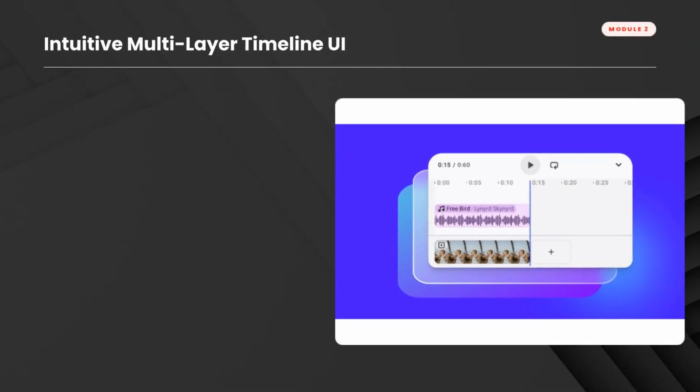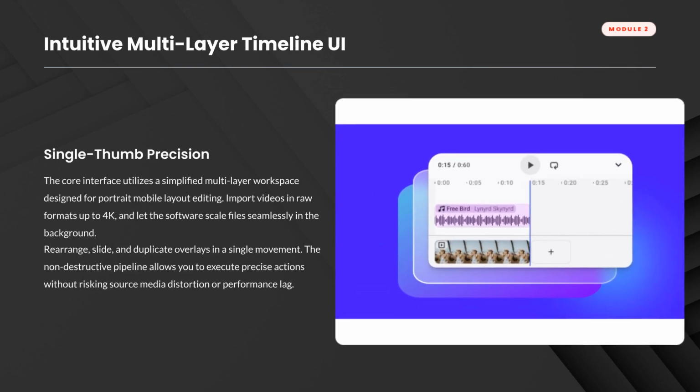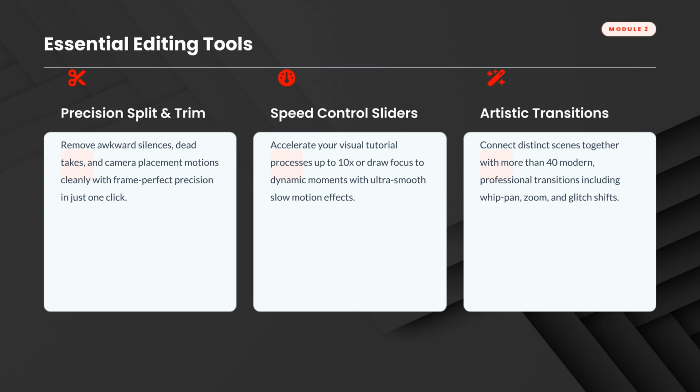The app features an intuitive multi-layer timeline UI for single-thumb precision editing. You can import up to 4K RAW videos and use a non-destructive pipeline for precise actions without distortion or lag. Essential editing tools include precision split and trim to remove silences and unwanted motions, speed control sliders for acceleration and ultra-smooth slow motion, and artistic transitions with over 40 modern effects to connect scenes.